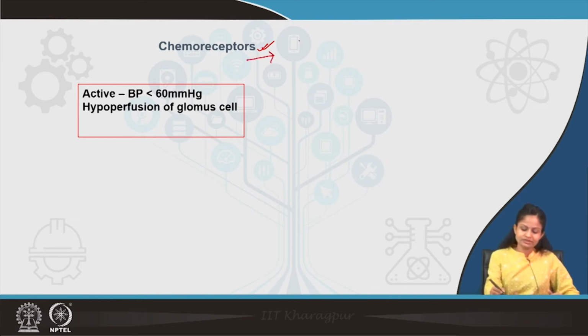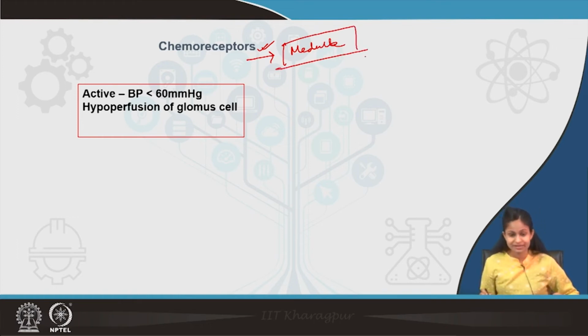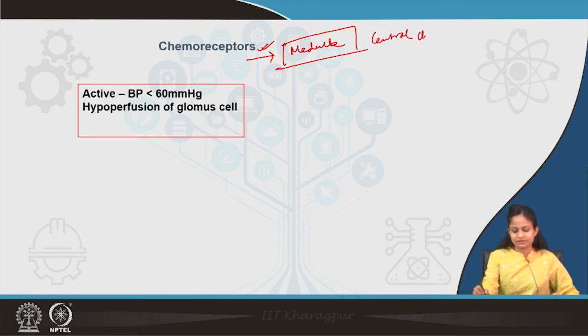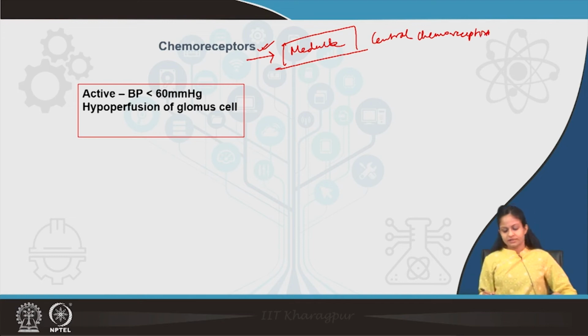The center for central chemoreceptors is nothing but the medulla. So, today we will be talking about the central chemoreceptors. Chemoreceptors are mainly involved with the respiratory pathway. When we talk about the peripheral chemoreceptors, we have to talk about the respiratory pathway, but since we are dealing with the cardiovascular mechanisms, here the central chemoreceptors will play an important role.